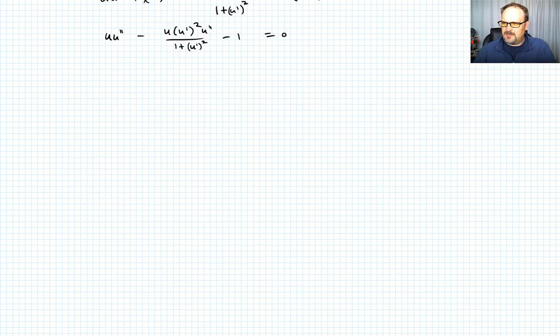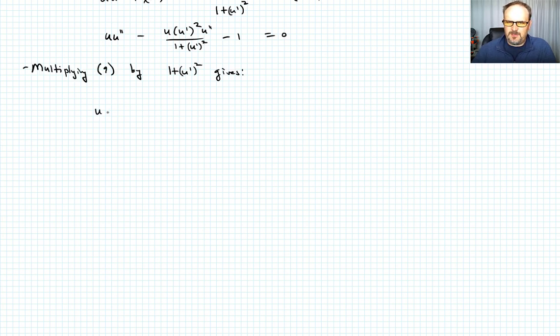Okay, so what do we do next? Well, if you look at this again, what if I multiply everything in equation 9 by the quantity 1 plus u prime squared? Okay, so let's try that. When we do that, this becomes u times u double prime times the quantity 1 plus u prime squared, and then we lose the denominator on this term. This becomes u prime, the quantity squared, times u double prime minus this quantity 1 plus u prime squared equals 0.